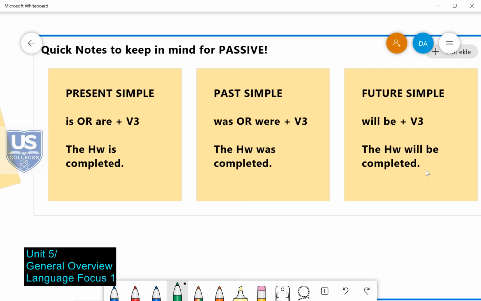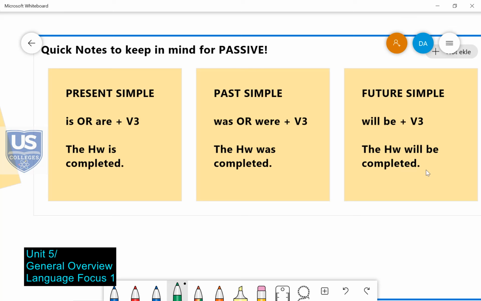So, same as present simple, past simple is supposed to be formed in the same way. The different point here is, instead of is or are, we are supposed to use was or were. The homework was completed. As you see, is was converted into was. Why? Because we are making a sentence in past simple. So what are the auxiliary verbs in past simple? Either was or were, followed by verb 3.